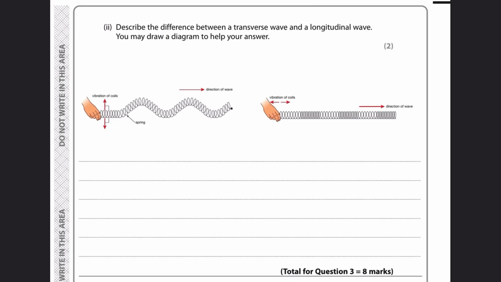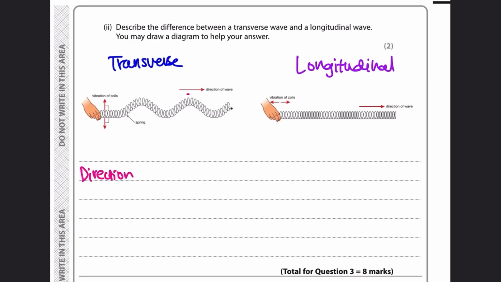This one on the left is a transverse wave, and the one on the right is a longitudinal wave. Now, I want you to have a few keywords in mind when you describe this. You need to mention the direction, which is here. See, direction is this way.